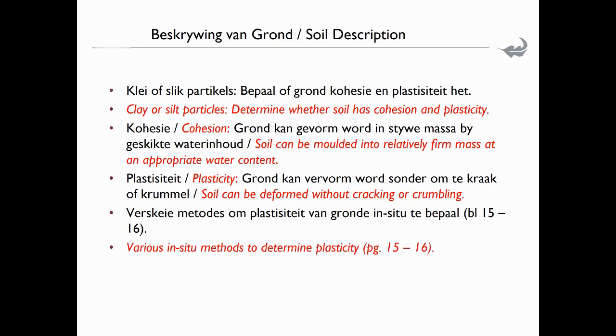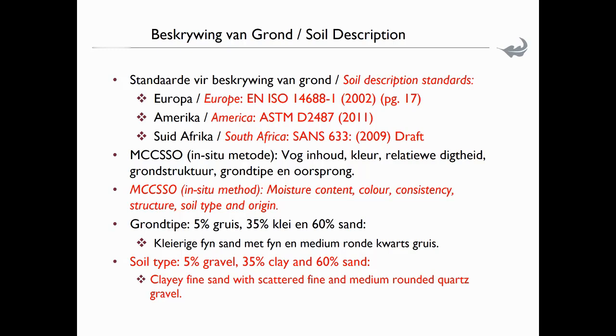The clay or the silt particles determine whether the soil has cohesion and plasticity. Cohesion means the soil can be molded into a relatively firm mass at an appropriate water content. Plasticity, on the other hand, means the soil can be deformed without cracking or crumbling. And there are various in-situ methods to determine the plasticity, and they are described on pages 15 and 16 of the handbook. There are various soil description standards in the world.